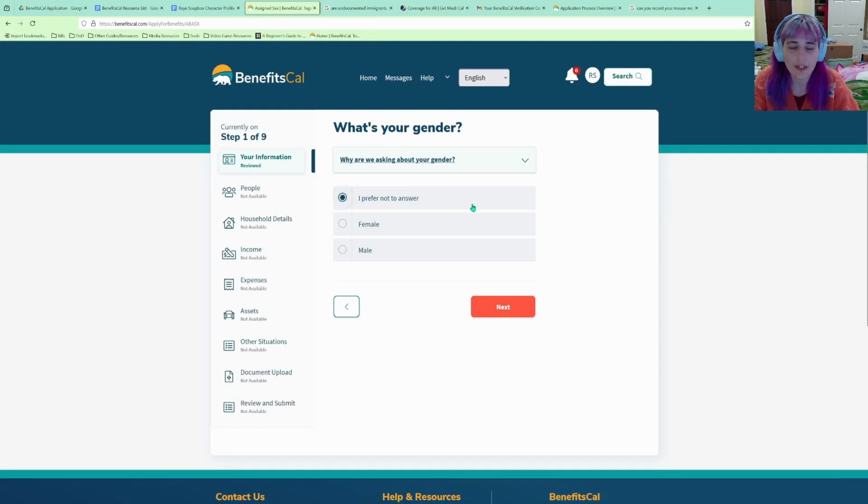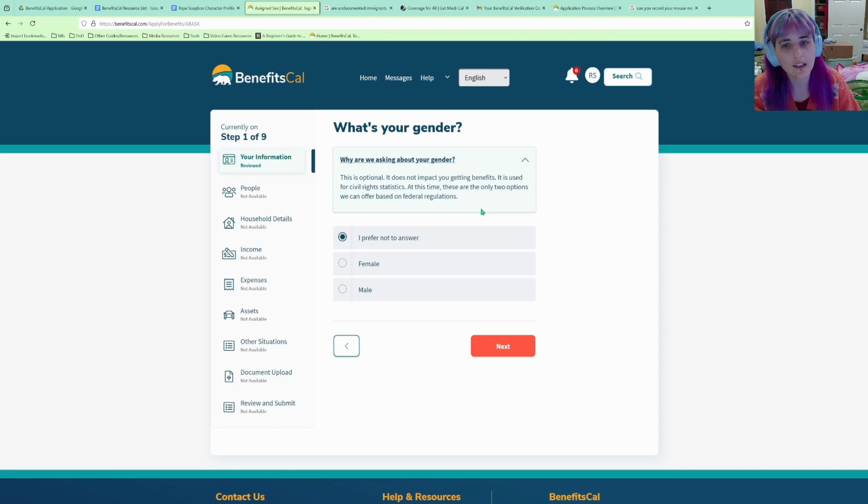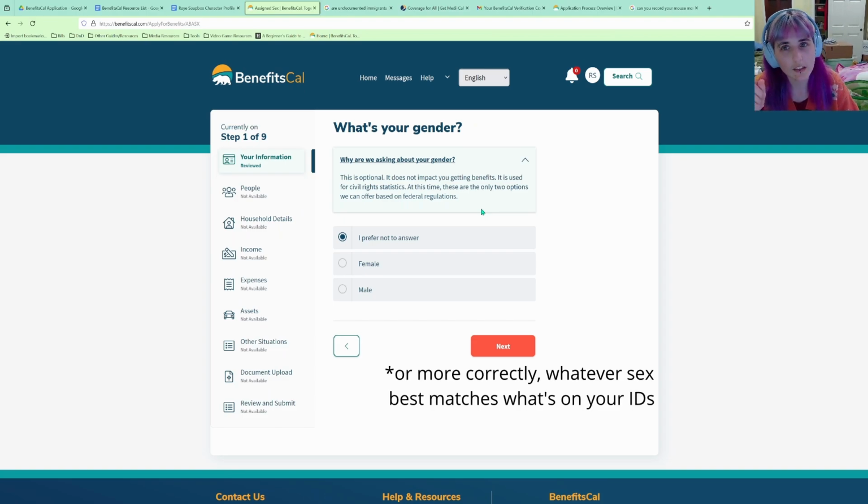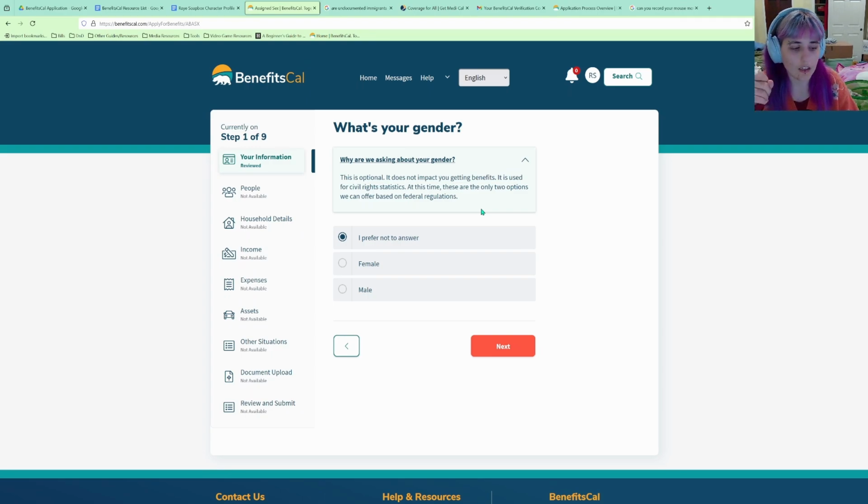Now, let me go back to this. So it is optional. Yeah, they say they use it for civil rights statistics, but later your gender or your assigned sex at birth does get tied to your case and account for your identity, and you do have to choose based on what your legal sex is. Now, you can have a court order that changes your documented sex, which is great, but because these are all based on federal programs, there are only two options for gender and sex right now, and they will use them interchangeably, and that is either male or female. So just a heads up.